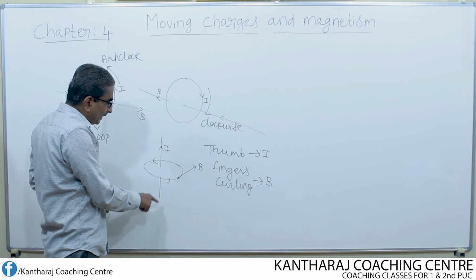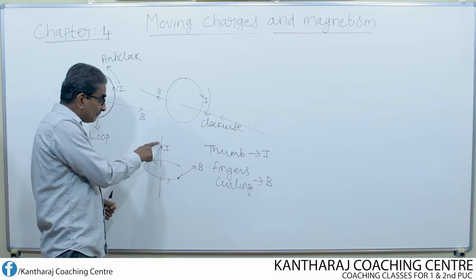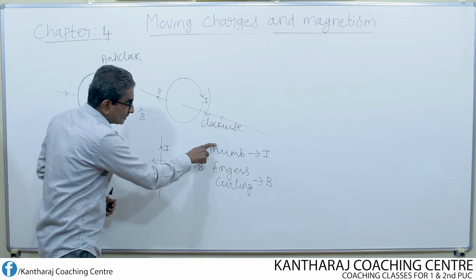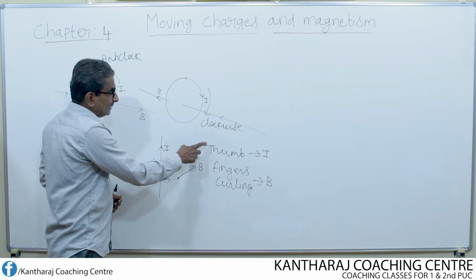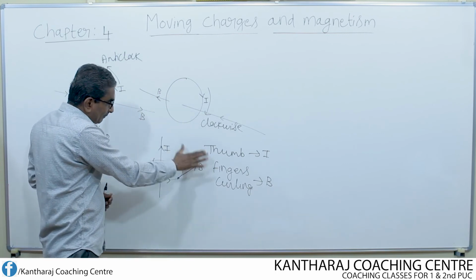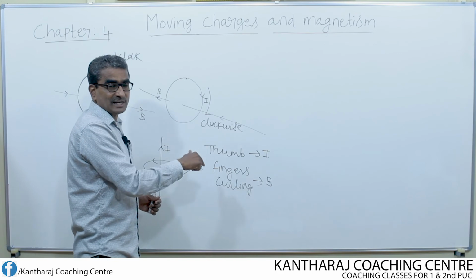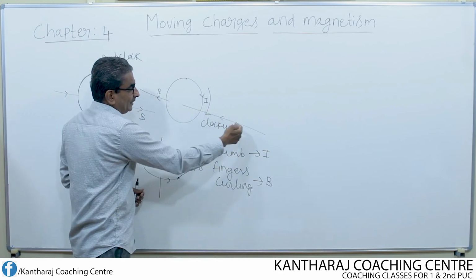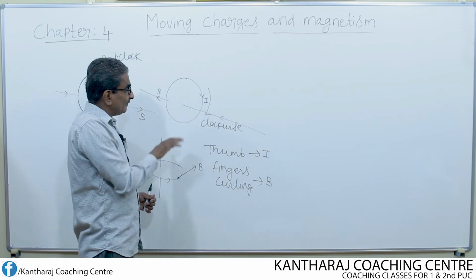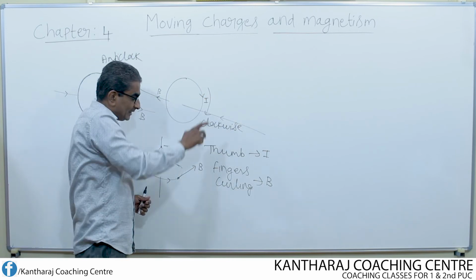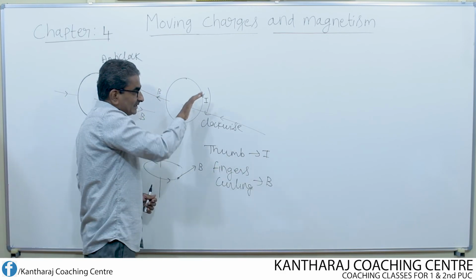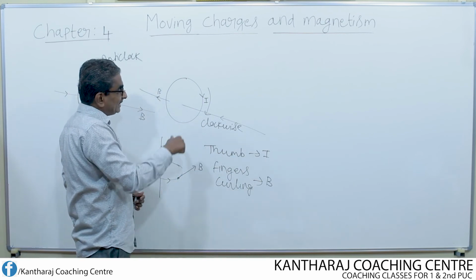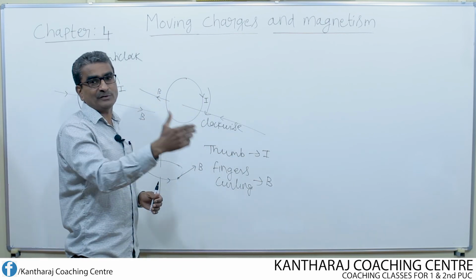So whenever you apply the right hand clasp rule as applied to a straight conductor, to the circular coil or to the loops, you must reverse this. That means to these two loops, if I apply this law, apply it in a reverse direction, thumb finger should represent the direction of magnetic field. The magnetic field is moving inwards, whereas curling finger gives the direction of current.